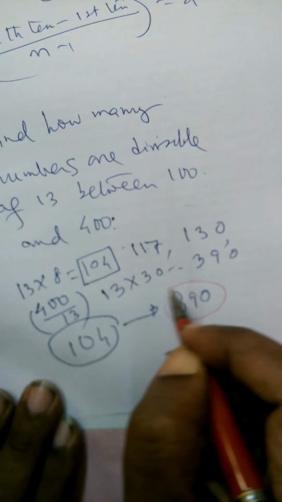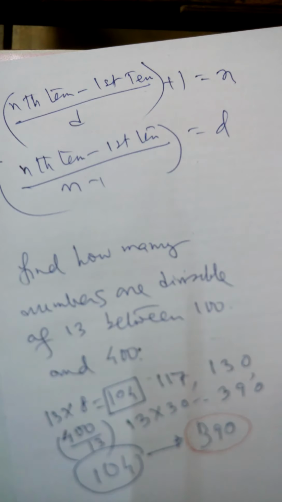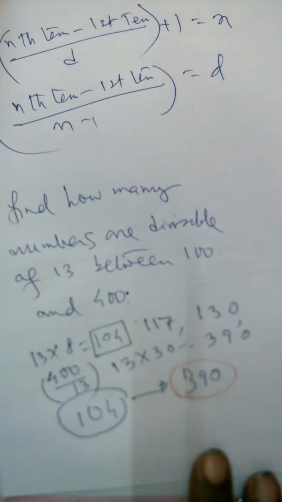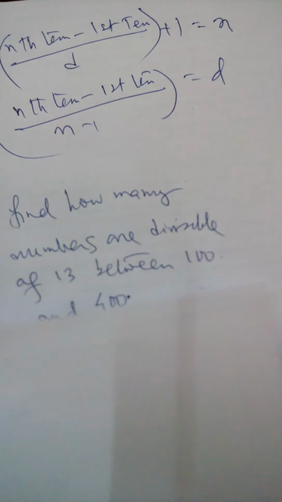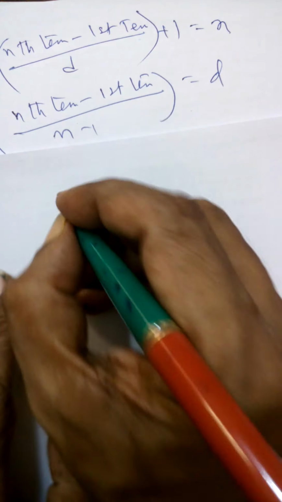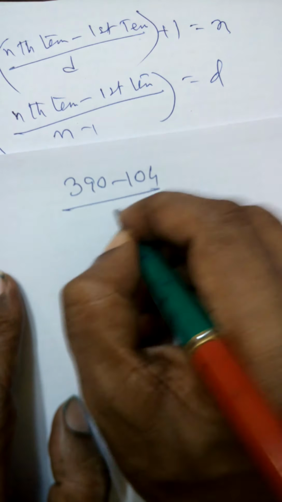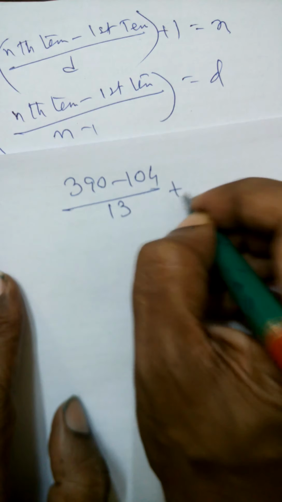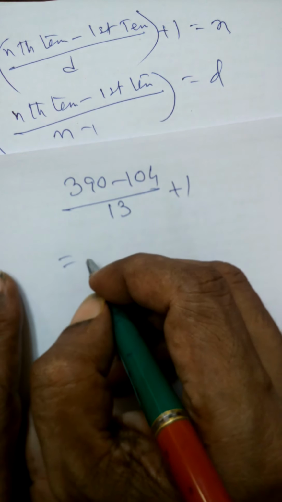So we have a formula. Which formula? The first one, last number minus first number. So what we can do, the last number is 390 and the first number is 104. So how to solve this calculation? N, how many numbers are there, and what is the difference? Difference is 13. So it will be 390 minus 104 divided by the difference, plus 1. You will get your answer, and that is the number of terms.